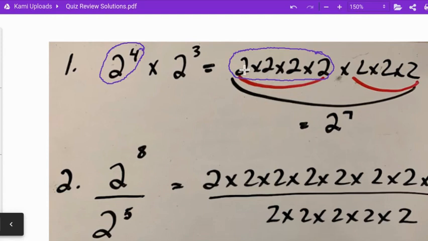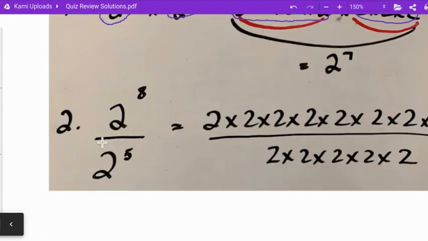So 2 to the 4th, multiply 2 times 2 times 2 times 2, 4 times, and then times 2 cubed, another 3 times. Altogether, that's 2 times itself 7 times. So that's how we show that 2 to the 4th times 2 cubed is equal to 2 to the 7th. So we're basically counting up the number of 2's. The next question is similar.